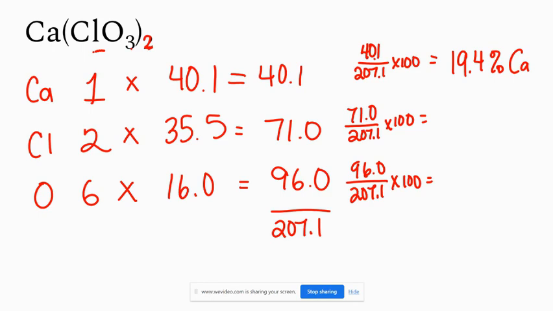And 34.3. And that is percent chlorine. And 46.4. And that is percent oxygen. Good? Work out for you?